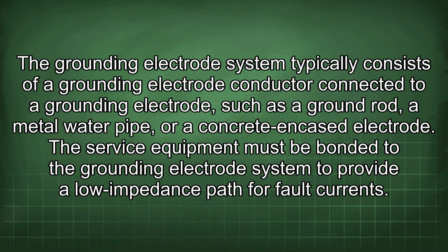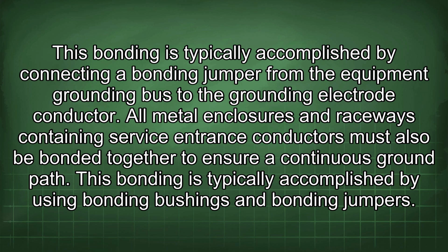The service equipment must be bonded to the grounding electrode system to provide a low impedance path for fault currents. This bonding is typically accomplished by connecting a bonding jumper from the equipment grounding bus to the grounding electrode conductor. All metal enclosures and raceways containing service entrance conductors must also be bonded together to ensure a continuous ground path. This bonding is typically accomplished by using bonding bushings and bonding jumpers.